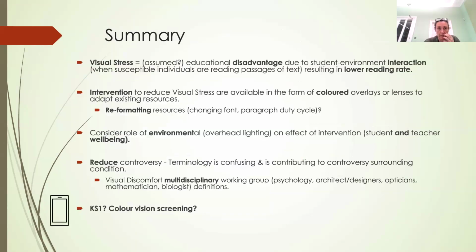So yeah, in summary, visual stress, we assume, gives an educational disadvantage due to the student's environmental interaction, and this is when susceptible individuals are reading passages of text and it's resulting in a lower reading rate. There's intervention there to reduce visual stress, and it's available in the form of coloured overlays or lenses, which will allow us to use existing resources, or we could reformat the resources we have.